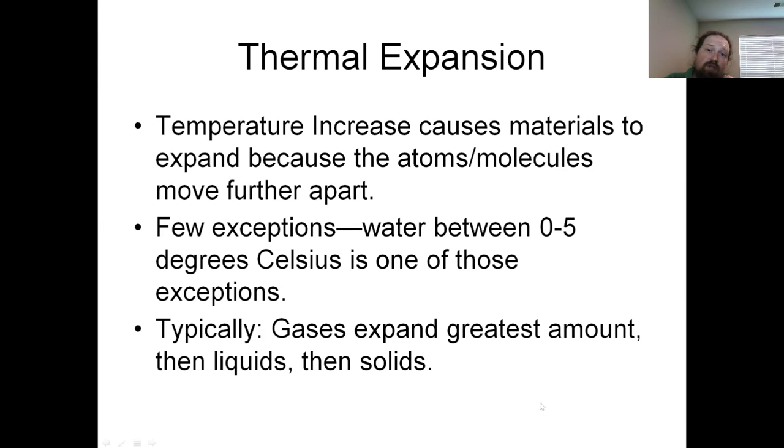All materials do this. Every single material will technically expand when warmed, and that also means that it will shrink when cooled. This also contributes to hot air rising. Again, hot air will expand, and that makes it less dense, so it will float in the colder air.